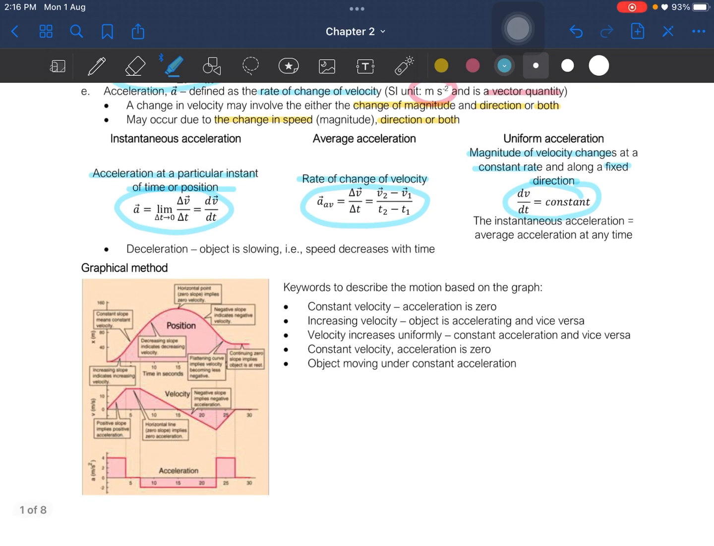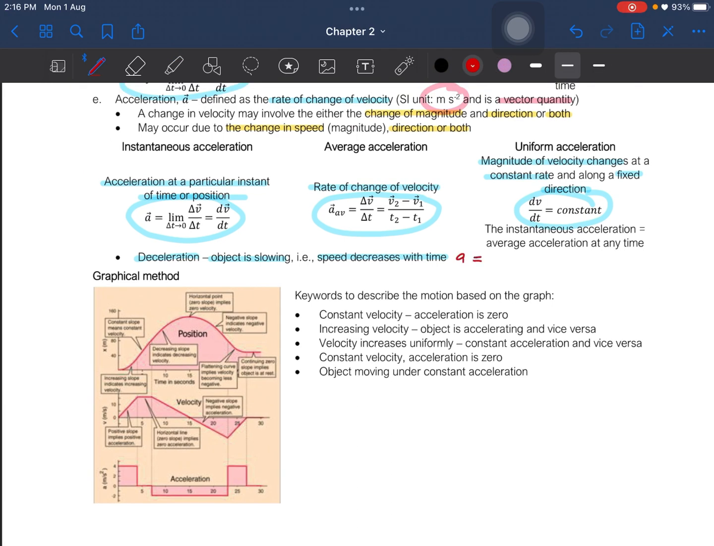We also have deceleration, where the object is slowing down. It means that the speed is decreasing with time. In this case, the acceleration will be negative. Please don't write D to denote deceleration. No, that is wrong.